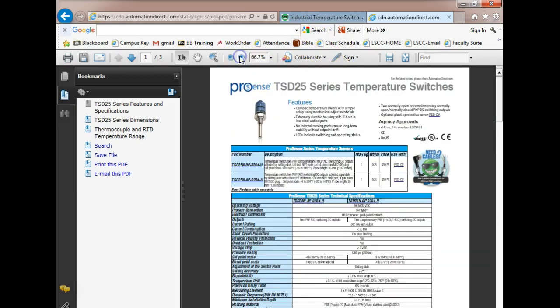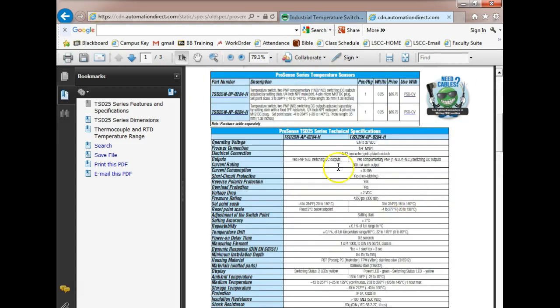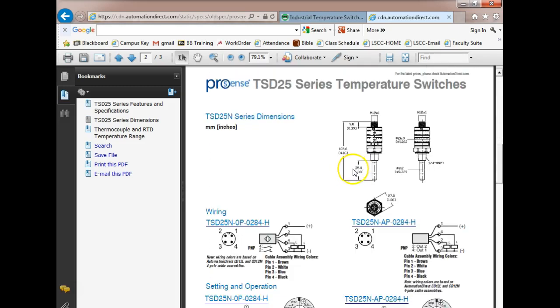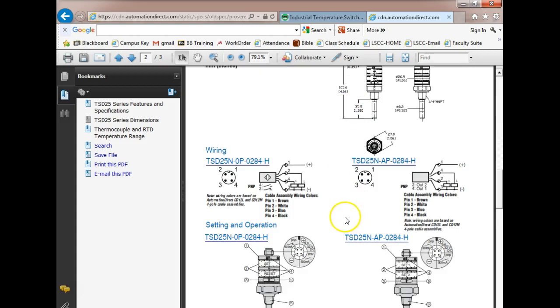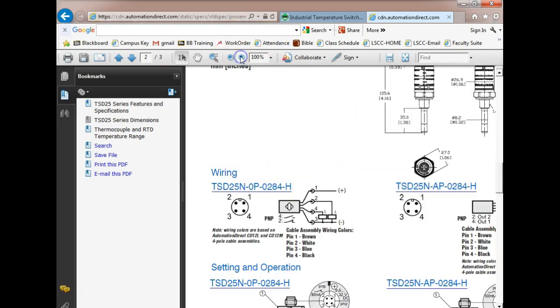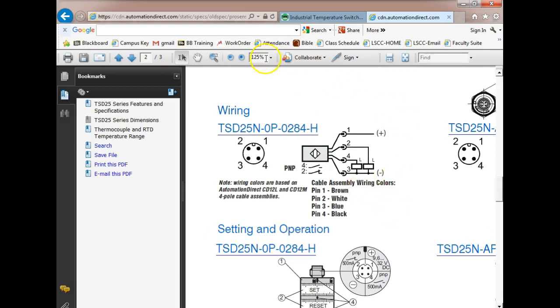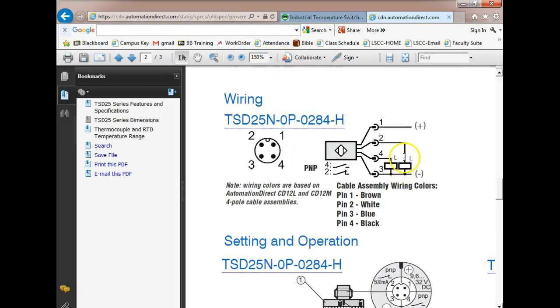What we're doing is looking for the wiring. It looks like it, so here we go. Can y'all see it? For this one, I need to save this.